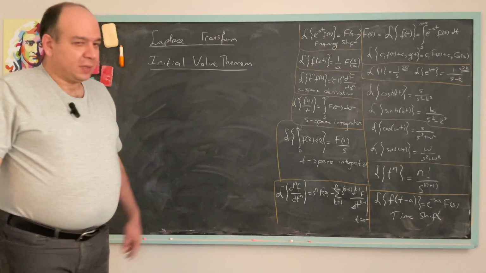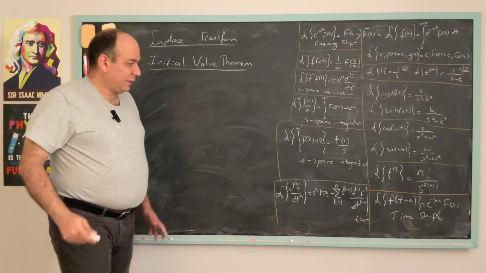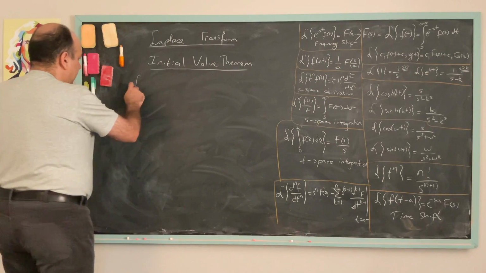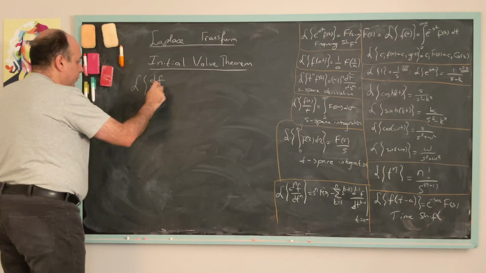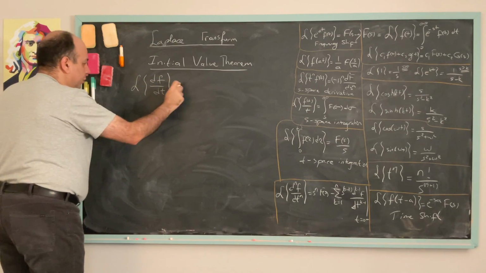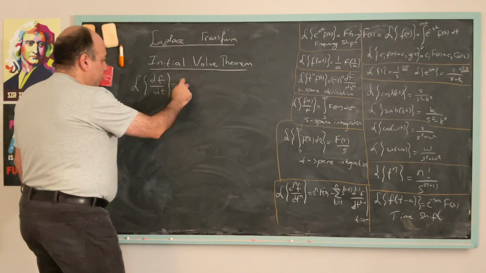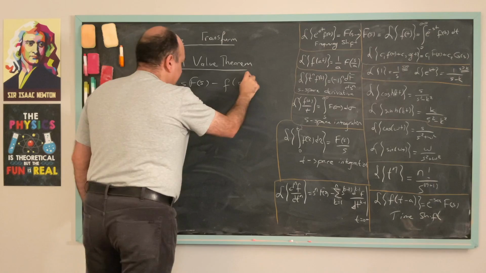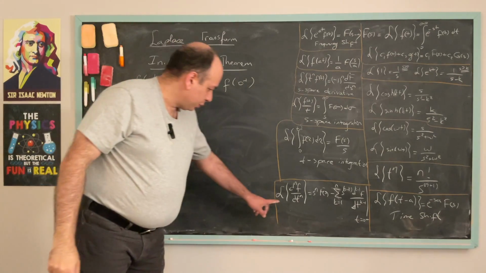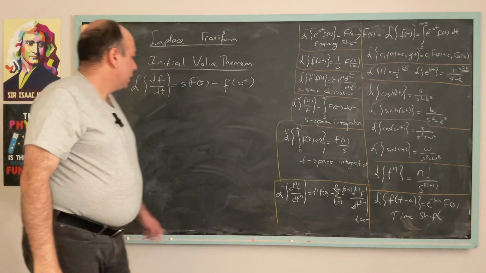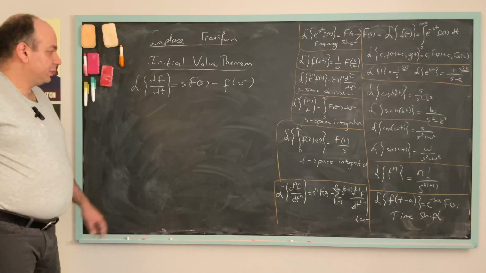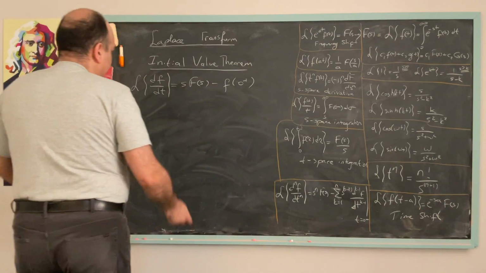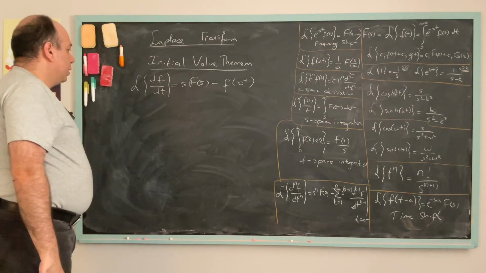So now we are going to talk about the initial value theorem. Okay, so we will use the Laplace transform of df over dt. This is something we learned before. So this was equal to s F(s) minus f(0+). Okay, this comes over from here, the Laplace transform of the derivative. So we are looking at the Laplace transform of the first derivative. We assume it exists.